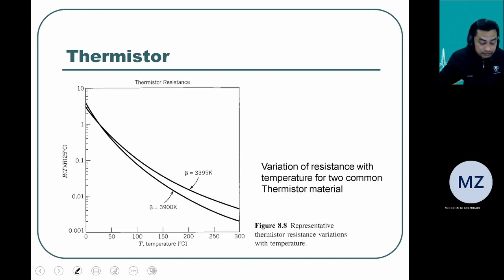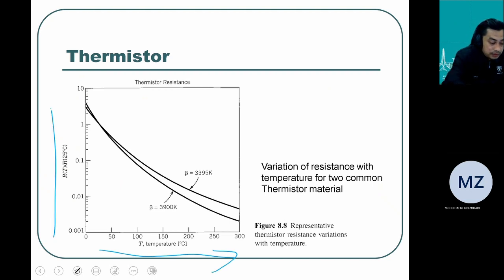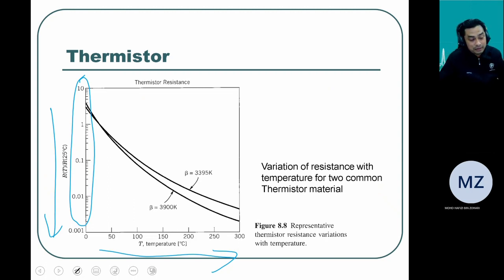All right, so this is the graph. We look at the axis here: increase temperature, the resistance will drop a lot. This looks like a linear graph, but actually if you look at the scale here, it's a logarithmic scale. So you have a sudden decrease of the resistance with the increase of the temperature. And then the curve is given by the value of beta, in terms of Kelvin.